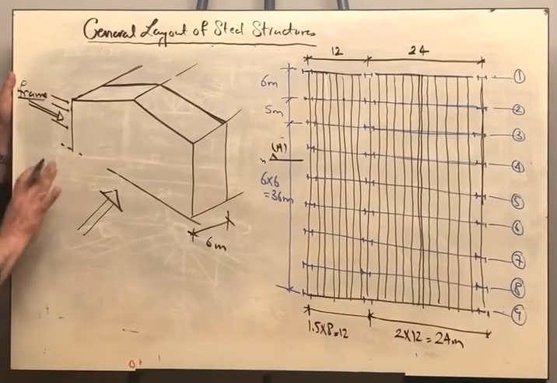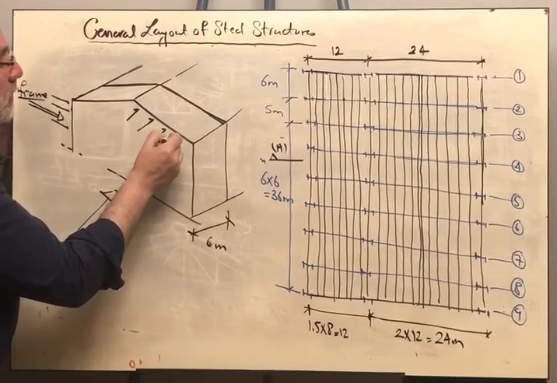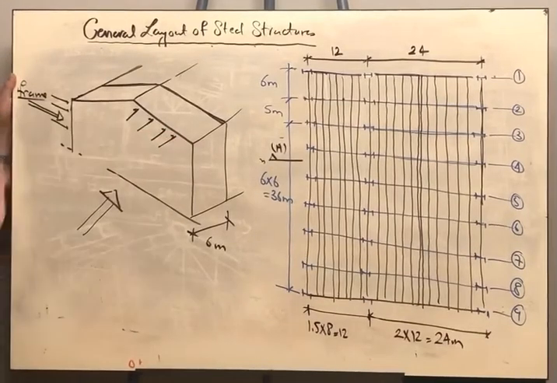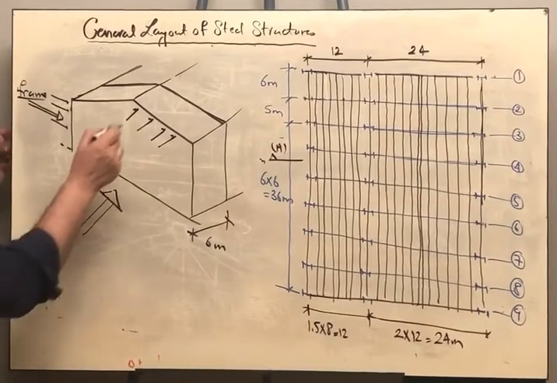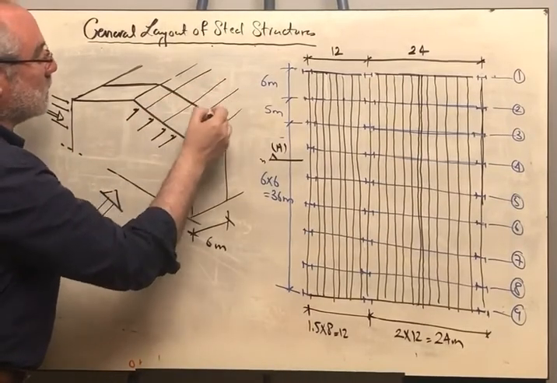Why? Because it is causing out of plane forces like that. It will cause this frame to collapse. That is why we have to use upper wind bracing. Here are our purlins.